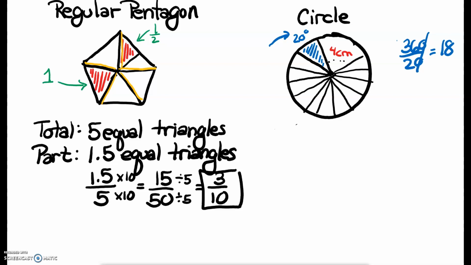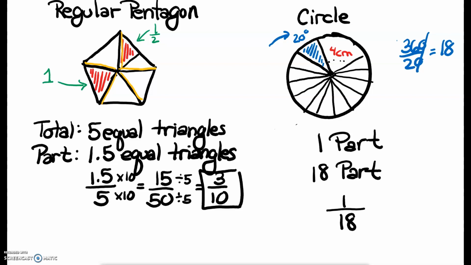Well, I'm only looking for the probability that the point lands in 1. So I have one part out of how many equal pieces? One of these pie pieces out of 18 parts or equal pie pieces. So the probability that it will land in this is 1 out of 18, which I find a lot easier than doing it using area.